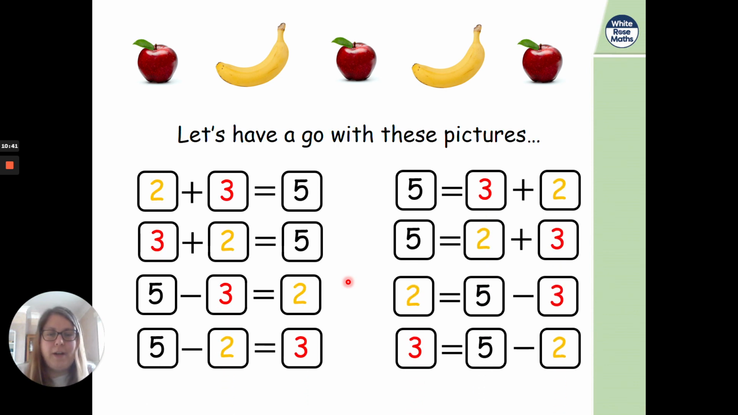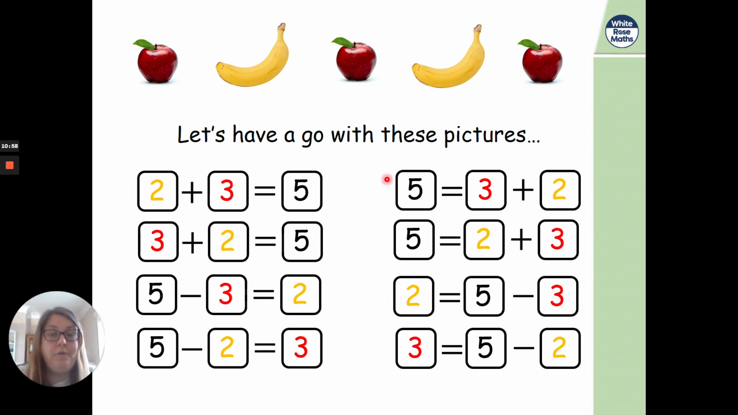So I hope you did all right there, guys. That was quite tricky, wasn't it? So we've got, and remember, yours might be in a different order, so you might need your grown-up to help you. You might think you've got it wrong when you might have got it right. 2 add 3 equals 5. 3 add 2 equals 5.